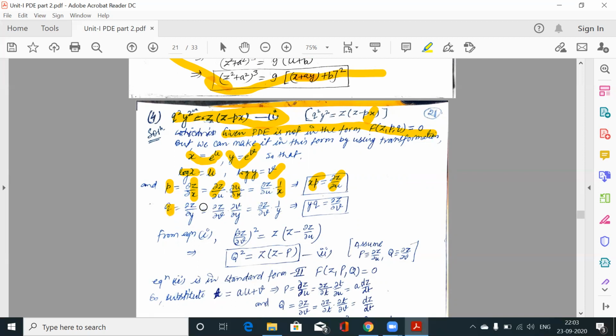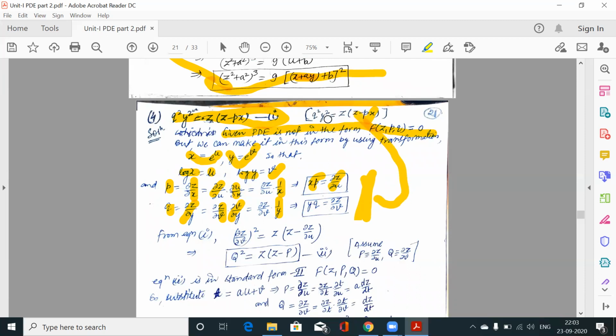Next again, del z over del y is equal to del z over del v into del v over del y, because y is a function of v now. So del v over del y is 1 over y, so y will go on the left hand side. So yq is equal to del z over del v. Now using these transformations, we substitute in the given equation.